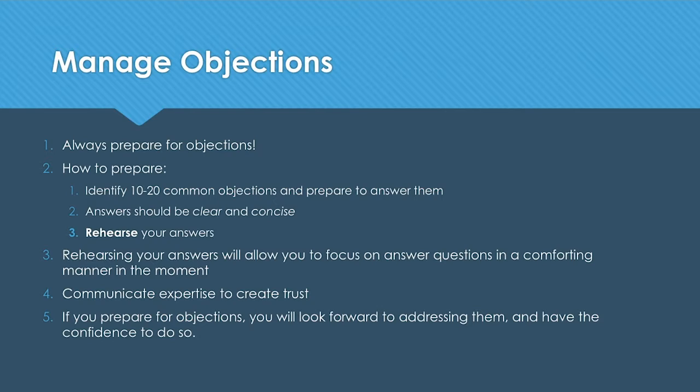The second tip, manage objections. So always prepare for objections. How do you prepare? Identify 10 to 20 common objections and prepare to answer them. Answers should be clear and concise. Rehearse your answers. Rehearsing will ensure that you are prepared and you're using the right verbiage to your client. So rehearsing your answers will allow you to focus on answering questions in a comforting manner. So it's also going to be helping with the tone and the way it's presented to the customer.